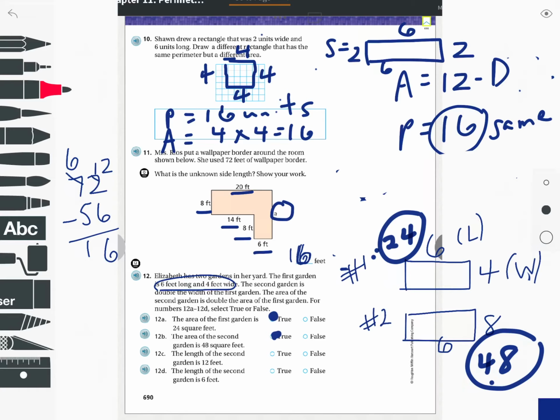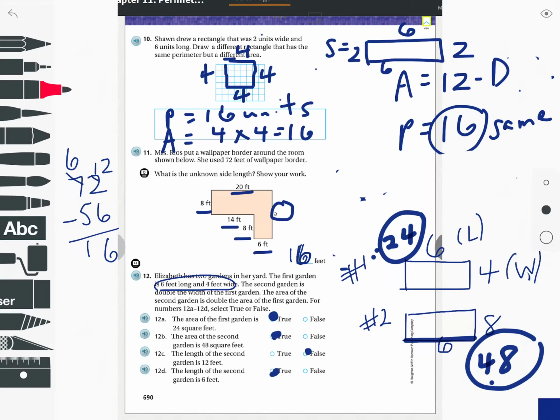Mine's true. The length of the second garden is 12 feet. Second garden, is the length 12 feet? No, it's not. The length of my second garden is 6, so that's false. And the length of the second garden is 6 feet. Yes, the length of my second garden is 6 feet. That's true. So I have true, true, false, true.